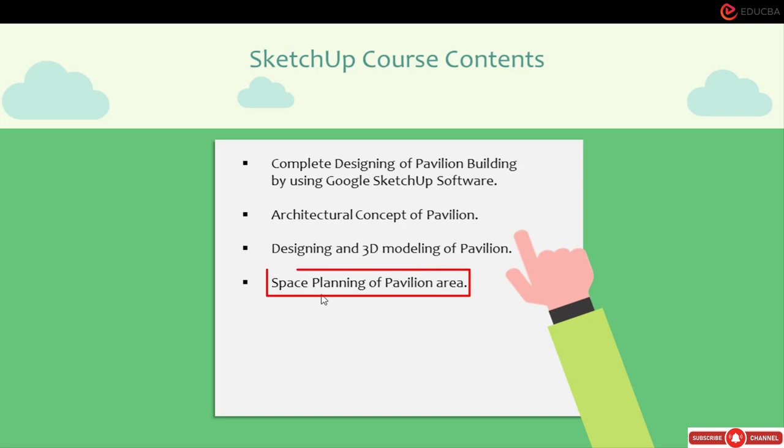Space planning of pavilion area. As there are multiple areas available like sitting arrangement, like public sitting, then steps for the public sitting, as well as the cabins. VIP cabin is there, so we can easily design in a 3D view. So space planning of pavilion area is also in the course.